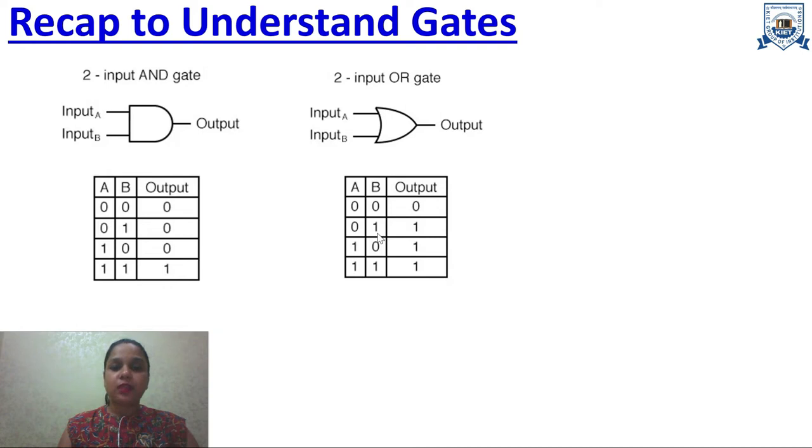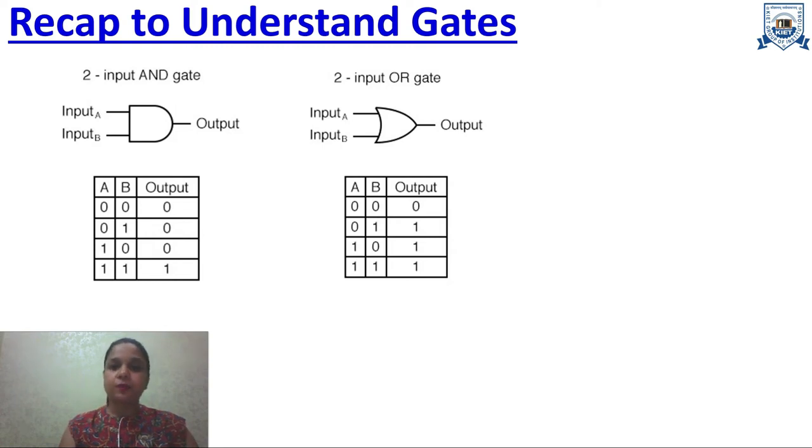If 0, 1 is input, then output is 1. If 1, 0 is input, then output is 1. If 1, 1 is input, then output is 1. Now you can see in OR gate, if at least one input is high, then the output is high. If both the inputs are low, then only the output is low.